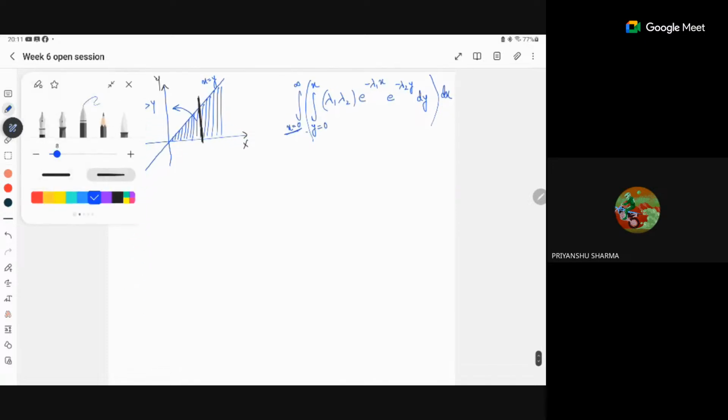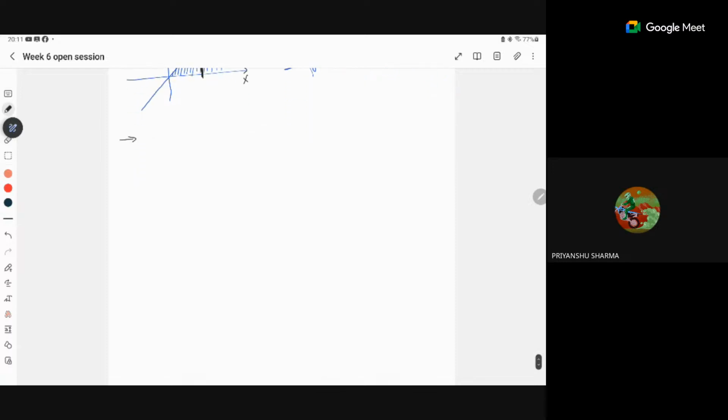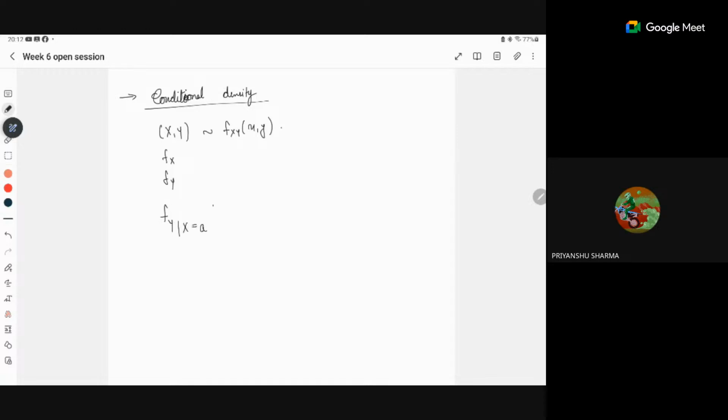So we just have our last topic left, which is conditional density. Suppose my xy has the joint density f of xy, and fx and fy are the marginal densities of x and y. Then how do we write the conditional density? Suppose the conditional density of y given x is equal to a. So this would be joint divided by marginal. The joint is f of xy at a comma y divided by the marginal, which is fx of a, right? So this is how you will find the conditional densities.